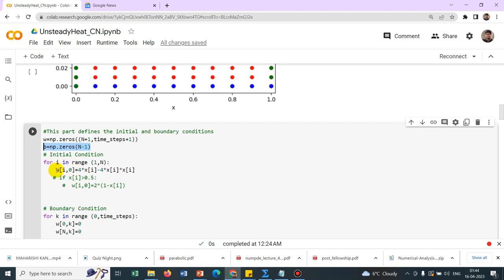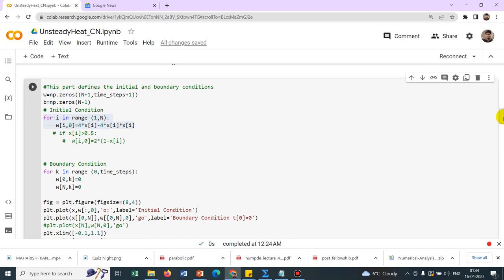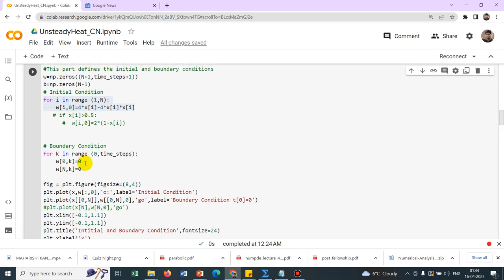So the initial condition is 4x minus 4x square, which is written here. You can see I have written the initial condition and also the boundary condition. So you can see the boundary conditions are 0. So we have initially put all the zeros in the matrix. Then we have talked about the boundary conditions and the initial condition. In the initial condition, you can see the second index is 0. That means the first time step is your initial time step. And in the boundary condition, you can see this is the first index, that means the left hand side, and this is the last index, that is the right hand side.